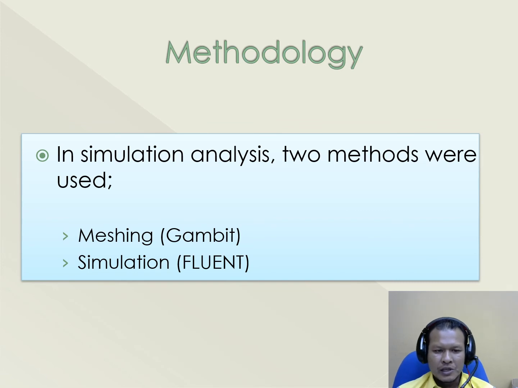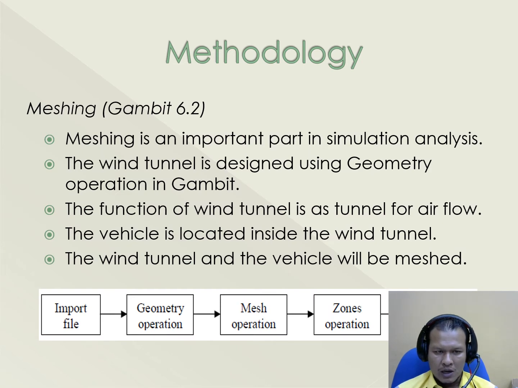Okay, for simulation analysis, there are two methods we use: meshing using Gambit, and for simulation analysis, we use Fluent. For meshing with Gambit 6.2, meshing is an important part in simulation analysis. Before analysis we need to mesh, so it is one important part of simulation analysis.